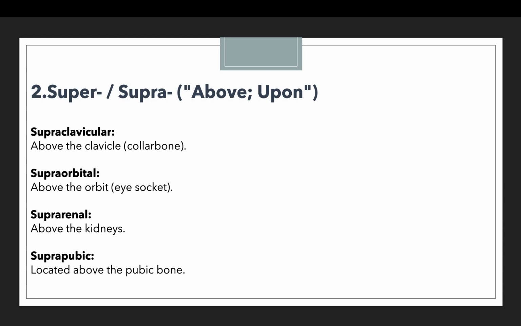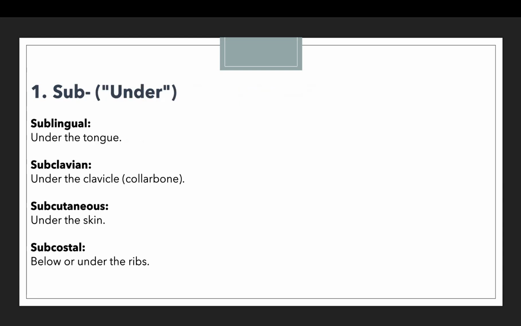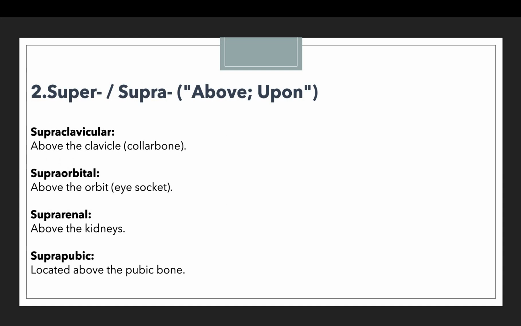Similarly, we have suprapubic, which means located above the pubic bone. So if something is located above the pubic bone, then that thing will be represented with the terminology suprapubic. Okay, so far we have covered two prefixes, which is sub, which is used to showcase something as under, and then we have super and supra, which is used to showcase something as above and upon.